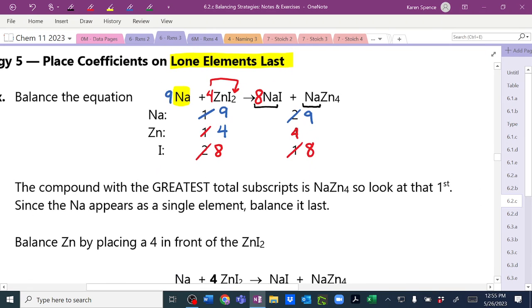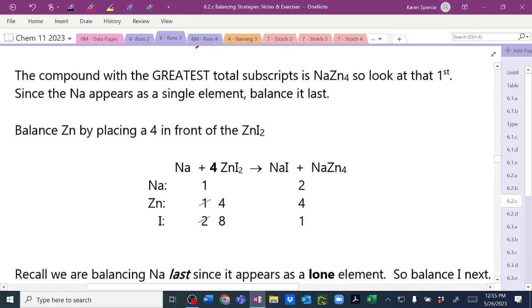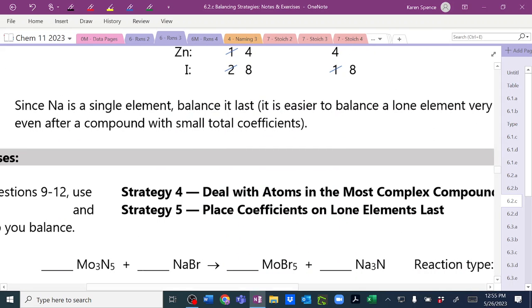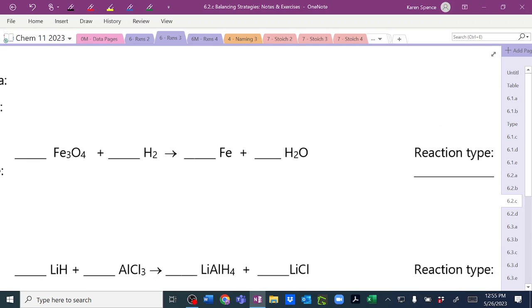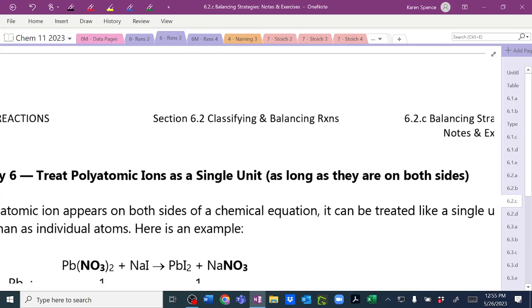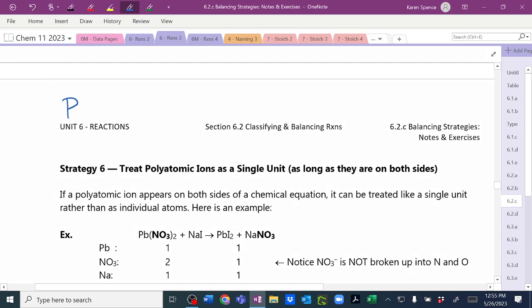All right. Skipping along. We're now on page 33. Treat polyatomic ions as a single unit as long as they're on both sides.